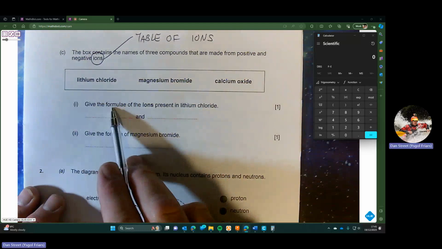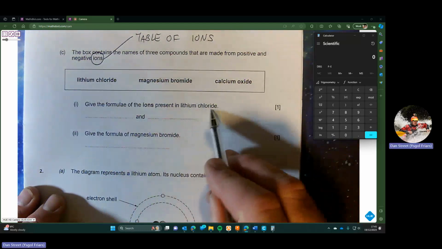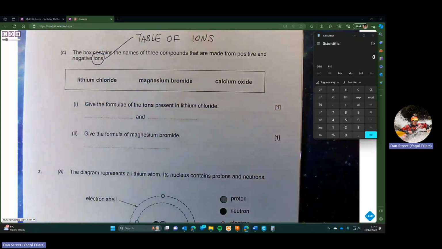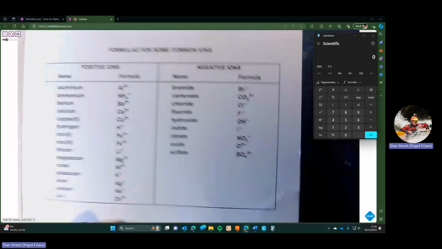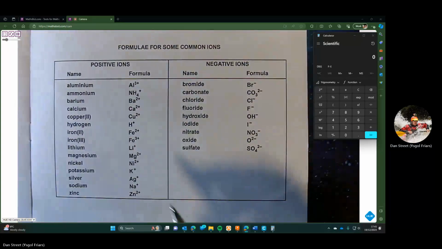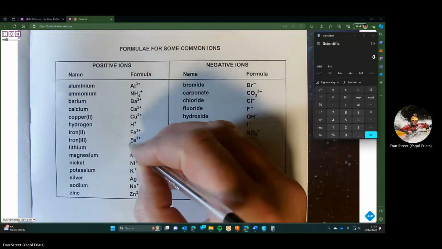And so it's asking us to give the formula of the ions present in lithium chloride. So there's 2 separate words there. So that should make our life easy. If we find the table of ions, which is on the second to last page, we notice that lithium is this symbol here.